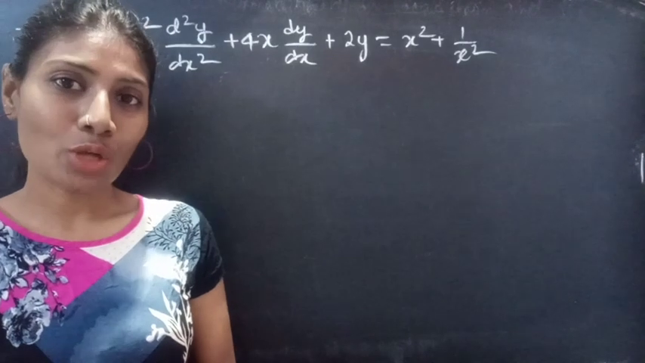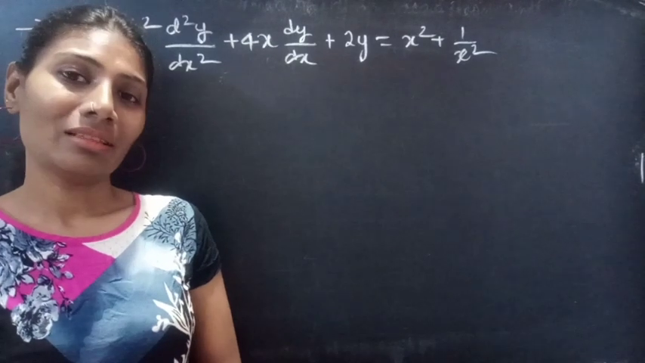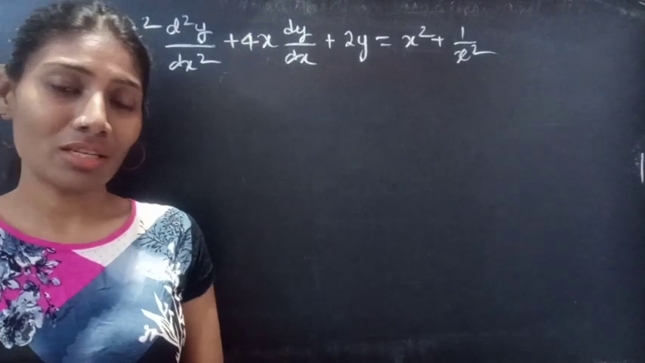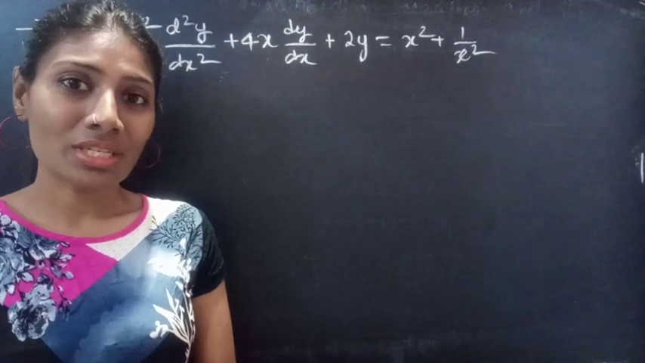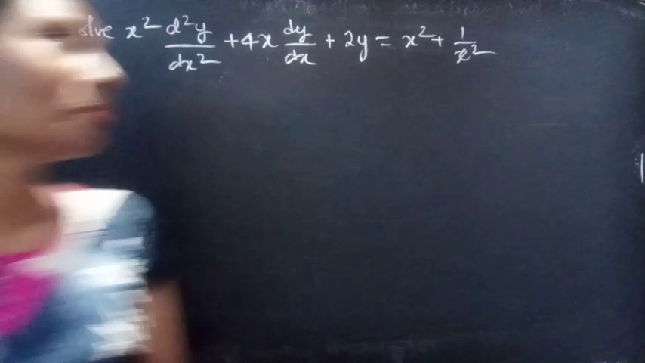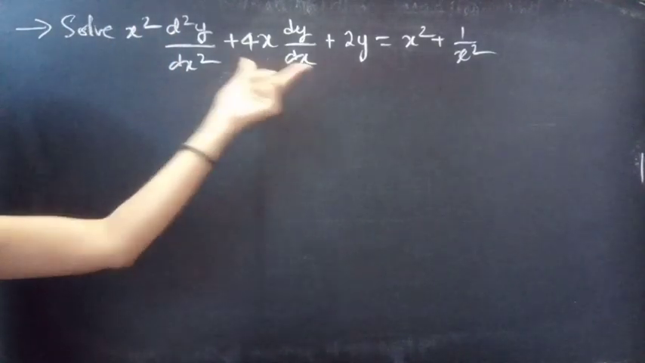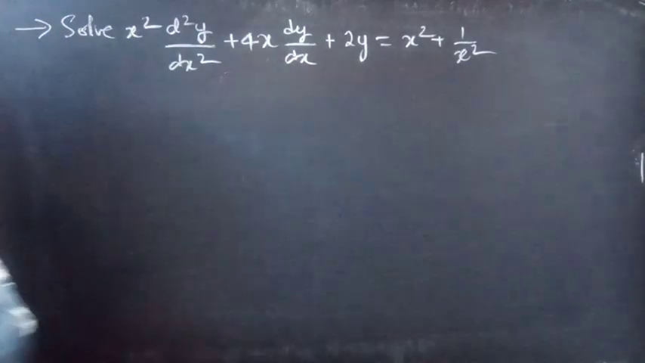In this video, we are going to solve a differential equation from Cauchy's equation. We are going to reduce the given differential equation with variable coefficients to Cauchy's equation. So let's get going. Problem: x square d square y by dx square plus 4x dy by dx plus 2y equals x square plus 1 by x square.